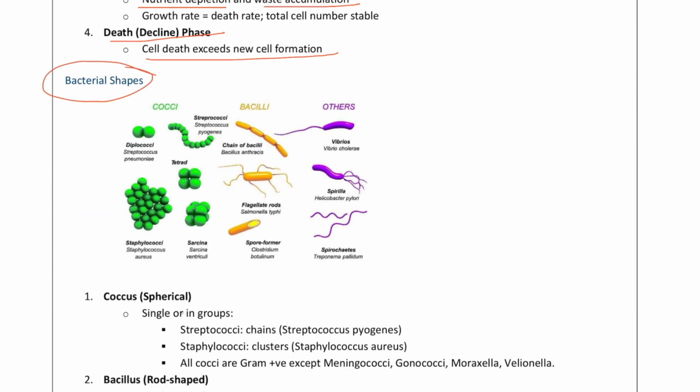Next, here you can see bacterial shapes. This is the cocci, and here you can see the bacilli. And next, Vibrio, spirilla, and spirochetes, and spore kinds, and also the clustered cocci. All these are the types of bacteria.